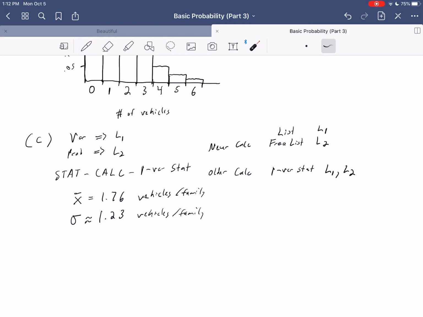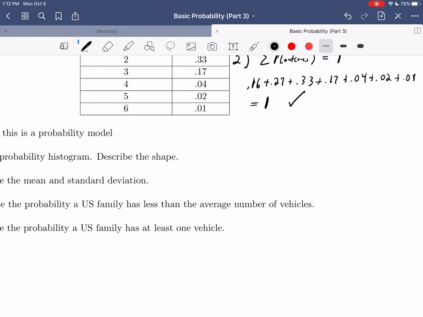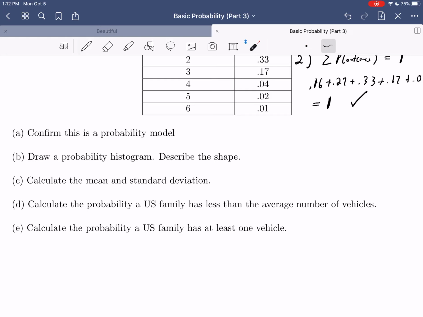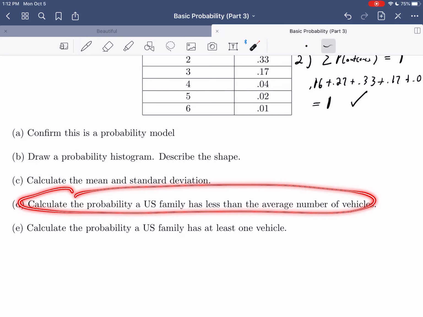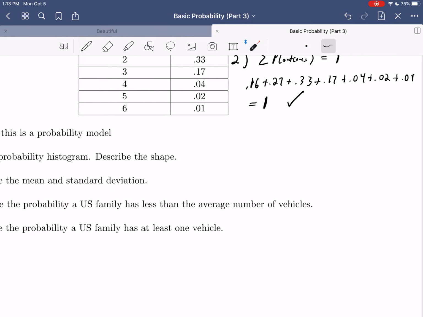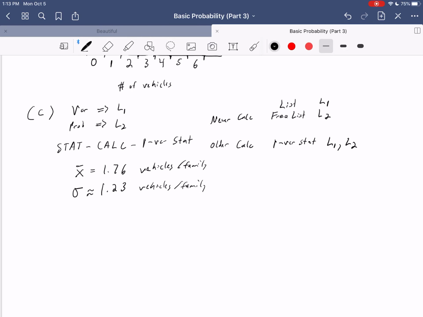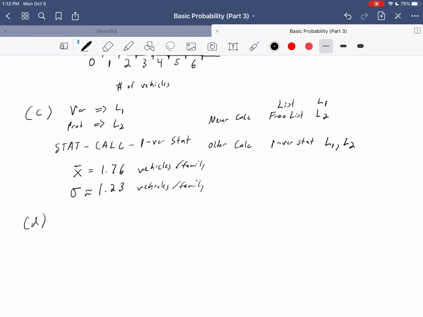Okay, so let's go ahead and finish this up. We've got a couple probabilities here. We want to do the probability that a family has less than the average number of vehicles. So, probability family has less than average. Well, we just found that the average is 1.76. So how would a family have less than the average? That would mean that they have either 0 vehicles or 1 vehicle. That would put them below the average.